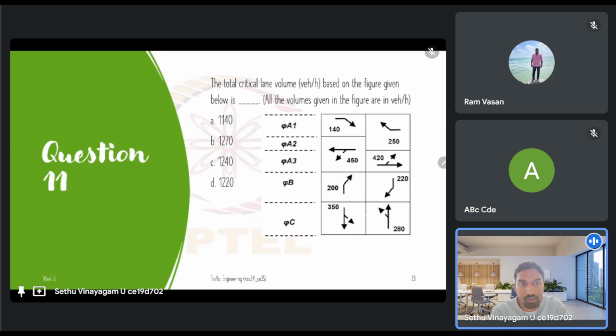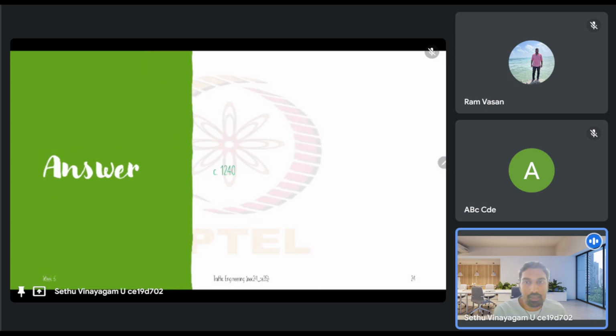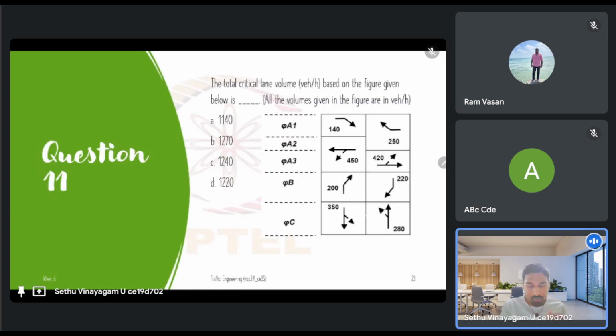The right answer is option C. It is 1240 vehicles per hour. So how do we do this? The critical lane volume we will find for each phase. As I said, for each phase we have one critical lane group, that is nothing but the lane group which has the maximum traffic. So here we have three phases, A, B, and C. We have to find three different volumes and then sum them.